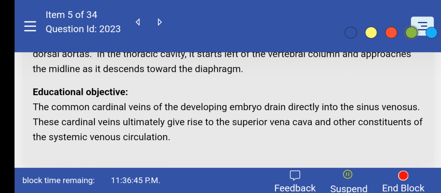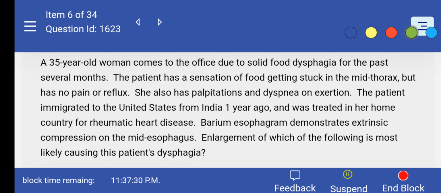So the common cardinal veins of the developing embryo drain directly into the sinus venosus, right? These cardinal veins ultimately give rise to the superior vena cava. This is important, as well as other constituents of the systemic venous circulation. Okay, then question number 6.